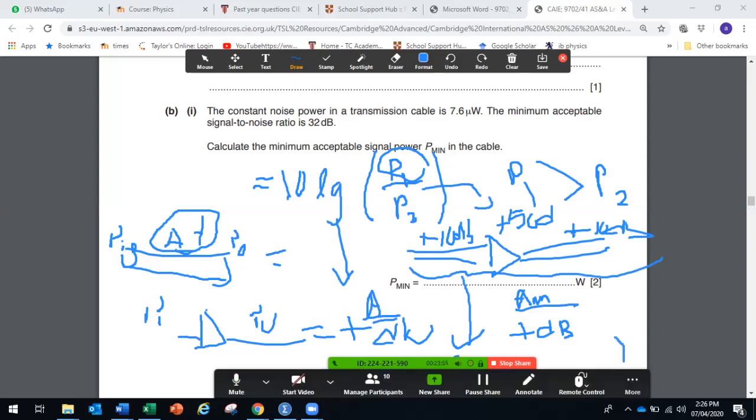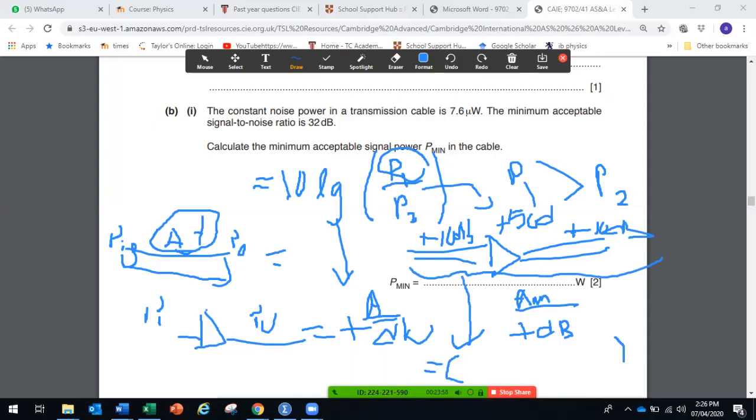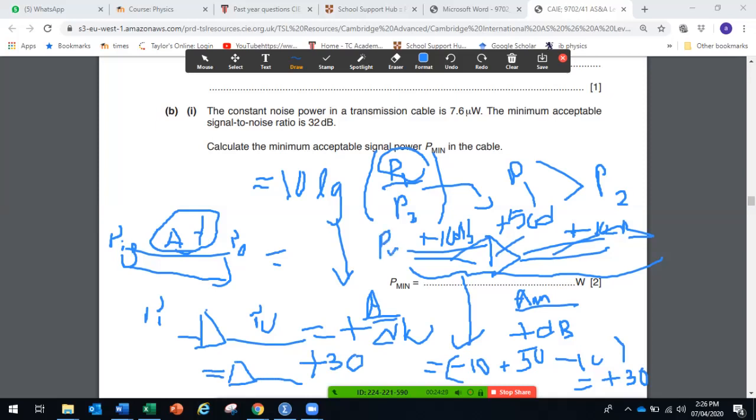Now what you do? The attenuation, don't take it as positive 10. You have to take it as negative 10. And the amplification you take as positive 50, and again attenuation negative 10. So total is positive 30. That means throughout this attenuation, amplification, attenuation, what finally happened is an amplification of positive 30. So you have the input here, and you have the final output here.